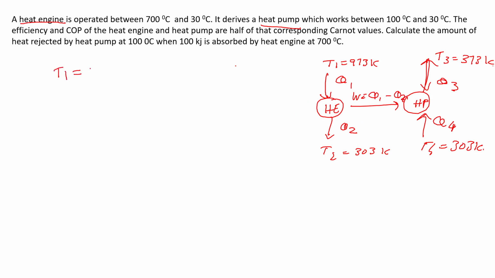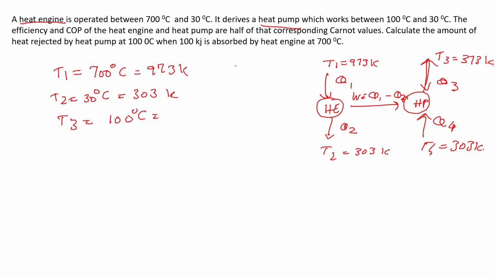So T1 temperature is given 700 degrees Celsius. You can convert it into 973 Kelvin. Similarly, T2 is given 30 degrees Celsius, that will be 303 Kelvin. Then T3 is given, it is 100 degrees Celsius, so 373 Kelvin. And T4 is given, that is 30 degrees Celsius, so 303 Kelvin.